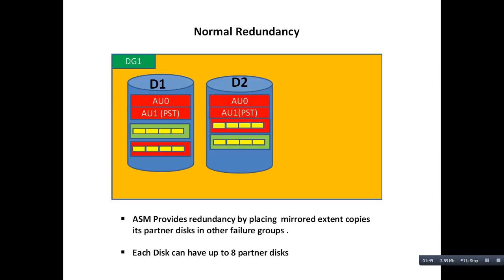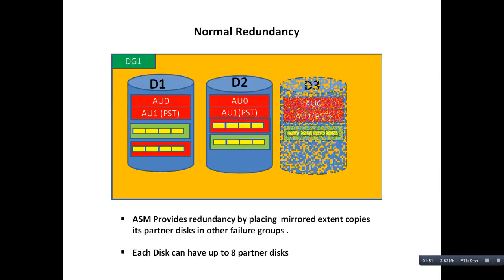But what if we have a normal redundancy disk group with three failure groups? Now in this case, for D1, D2 and D3 are partners, for D2, D1 and D3 are partners, and for D3, D1 and D2 are partners. Every disk can have a maximum of 8 partner disks.